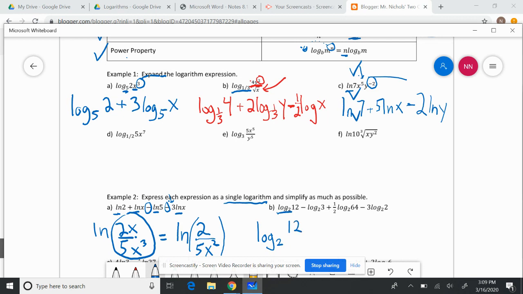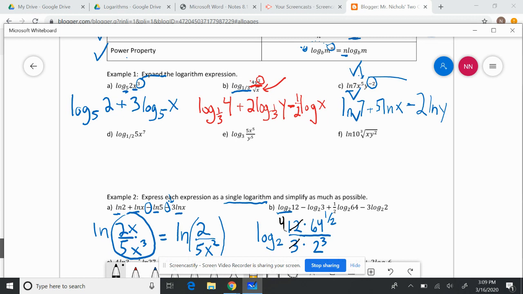Our 3 is negative, so we're going to put it in the denominator. The 64 is positive, so I'm going to put times 64 to the 1/2. And the 2 is negative, so I'm going to put times 2, and then the 2 is cubed. We could simplify this, so we're going to continue this process, simplifying. The 12 and the 3 cancel. This becomes a 4.